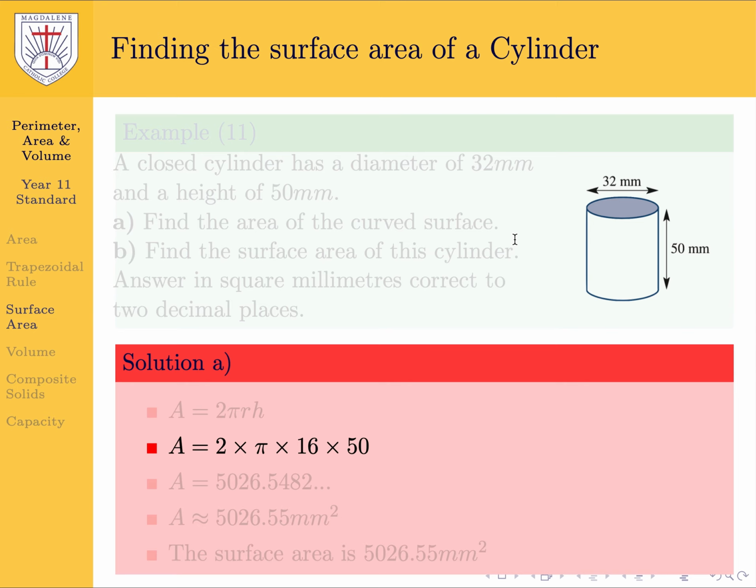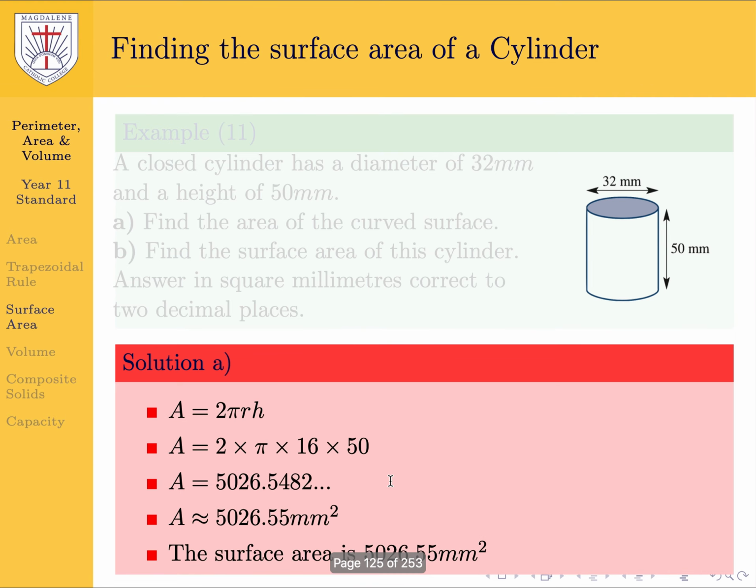When we type that into our calculator, we get 5,026.5482, and it goes on, because remember, whenever there's pi, you're going to have lots of decimal places, but we only needed 2 decimal places, so it approximates to 5,026.55 square millimeters.